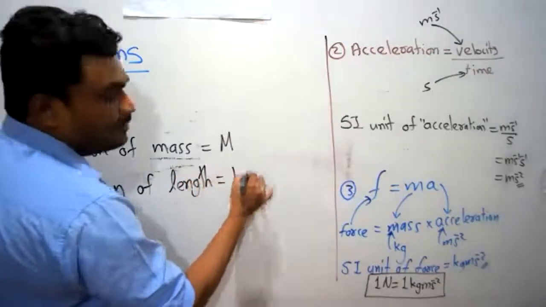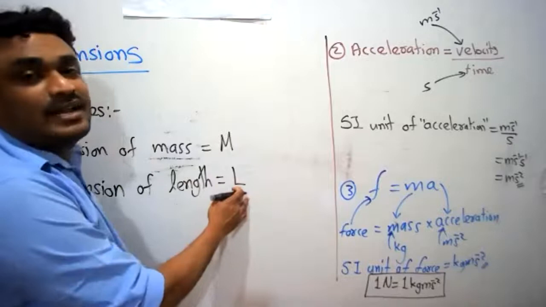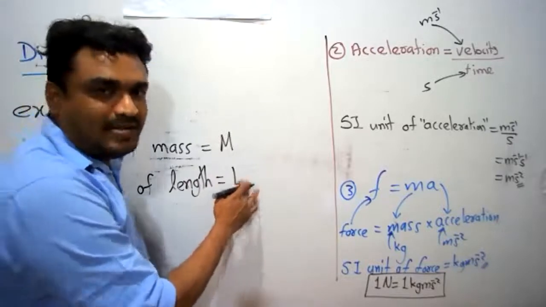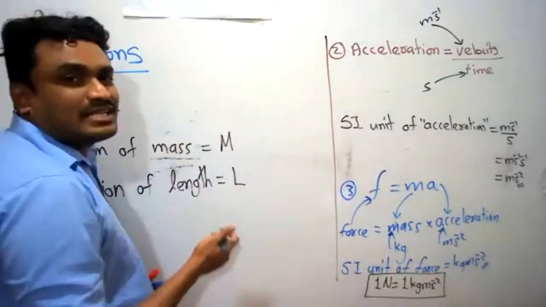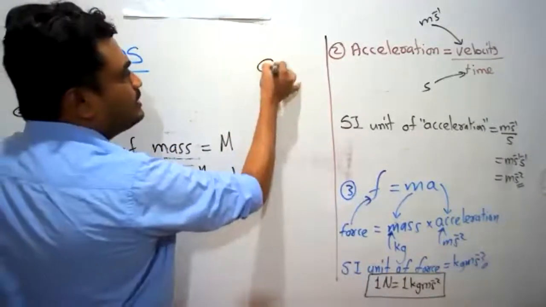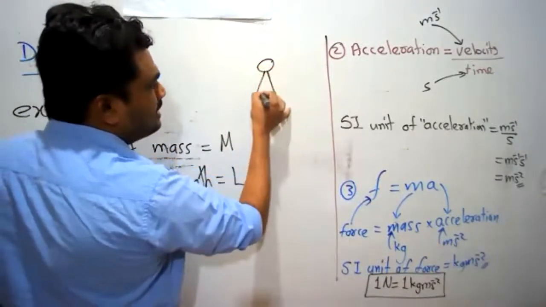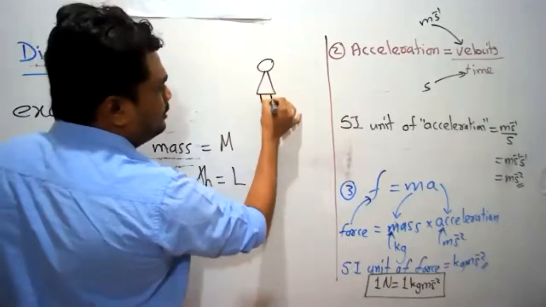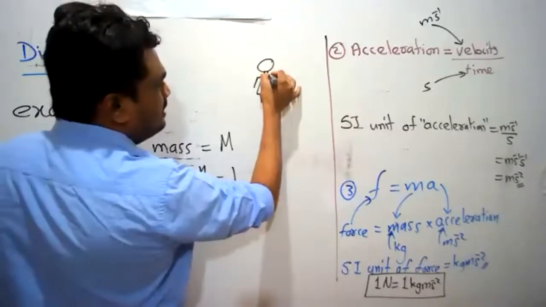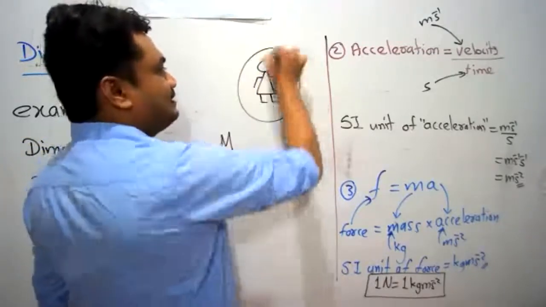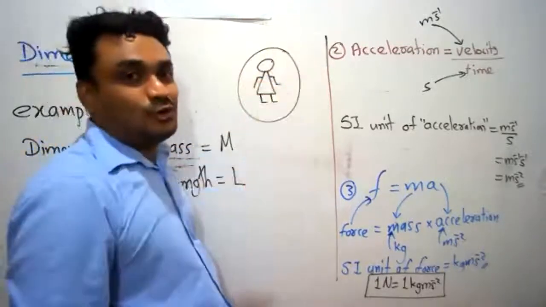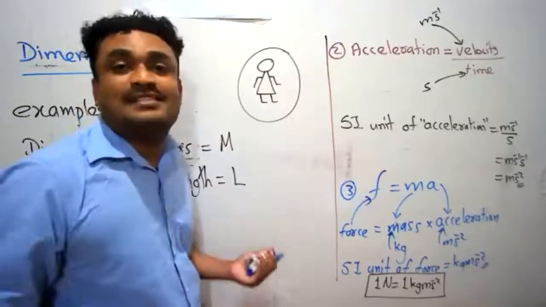The dimension of length is capital L. If you see capital L somewhere, you should identify that it is something related to length. For example, when you go to places like hotels, you will see symbols marked on doors. So what does it mean, dear? Only for ladies. You should not open this door and go in. This symbol represents ladies.